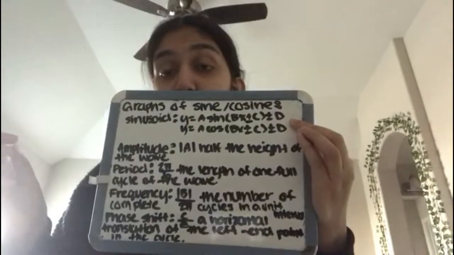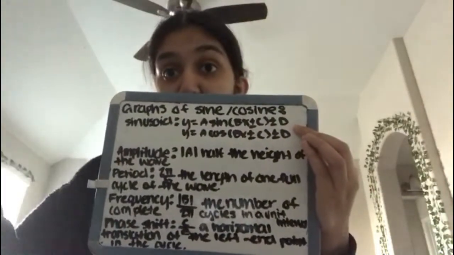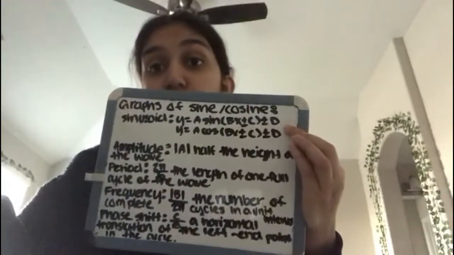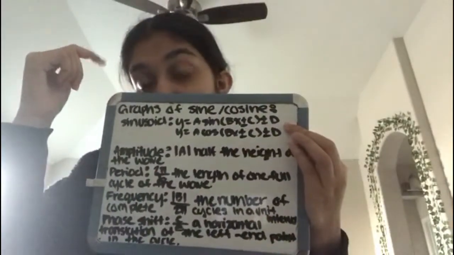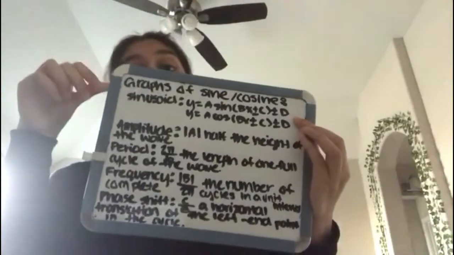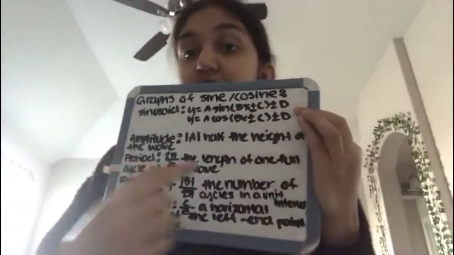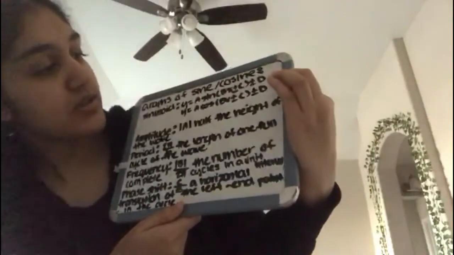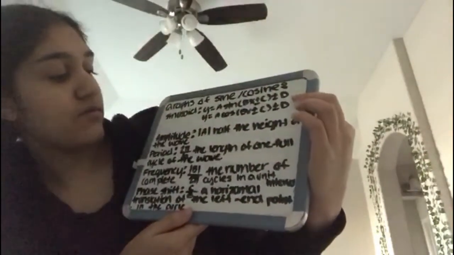If there's a negative a in the problem and they ask what a is, always put the positive in, because negative wouldn't make any sense. It's half the height of the wave.